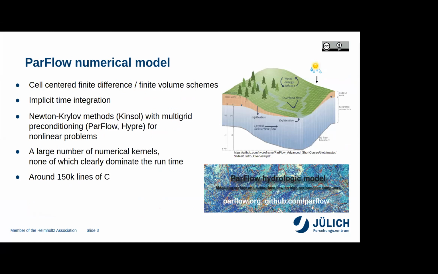The ParFlow numerical model is based on finite difference and finite volume schemes, and it uses implicit time integration. The computationally expensive nonlinear problems are solved using Newton-Krylov methods, and more specifically, there is a GMRES method with multigrid preconditioning. There is also a large number of numerical kernels, and none of these actually dominate the runtime. The code base consists of roughly 150,000 lines of C and is available on public GitHub.